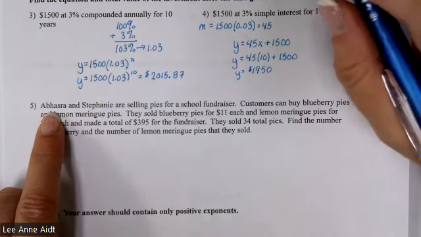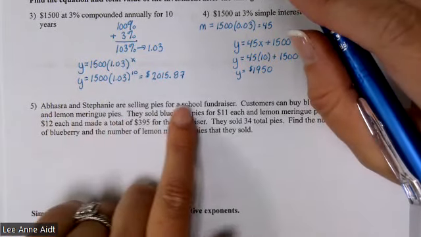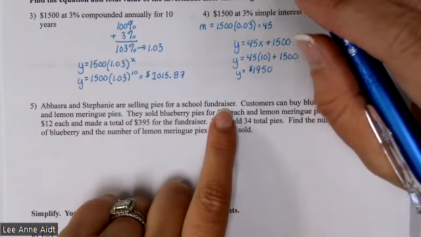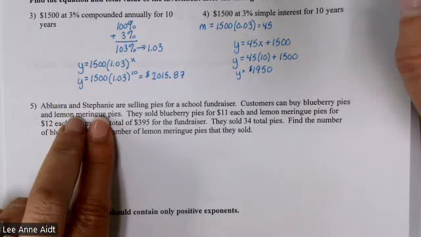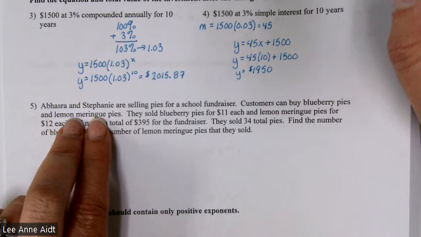Abasra, Abasra, and Stephanie are selling pies for a school fundraiser. Customers can buy blueberry pies and lemon meringue pies. Just in case you were wondering, Mrs. Talbot's favorite type of pie is lemon meringue.